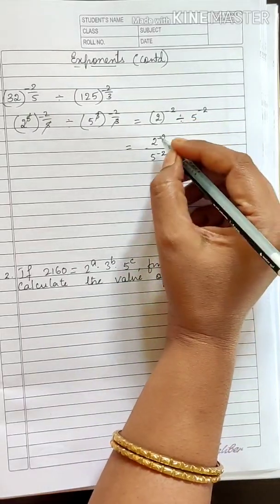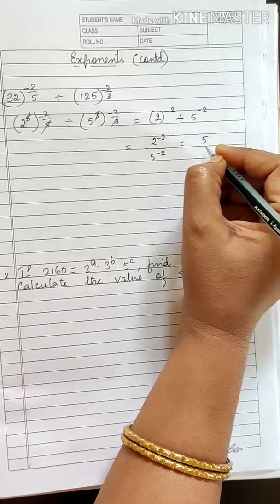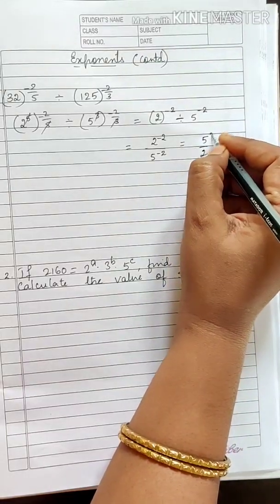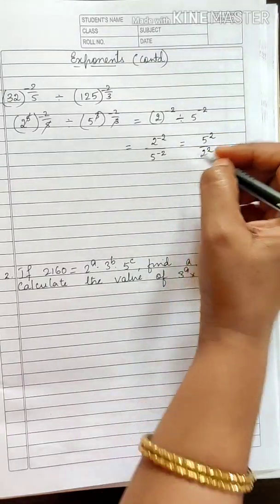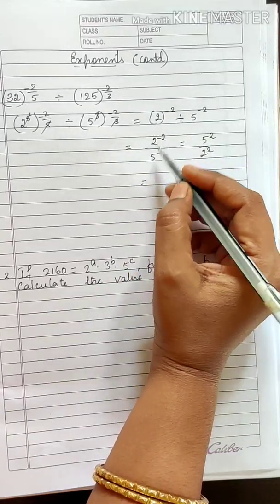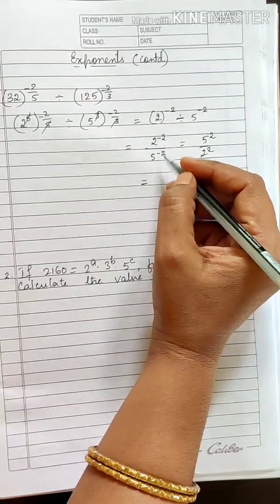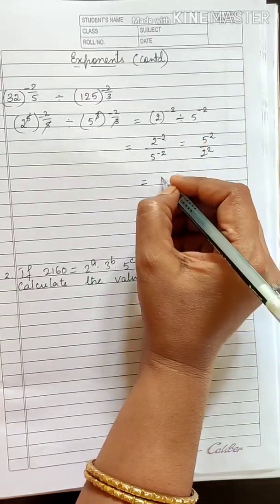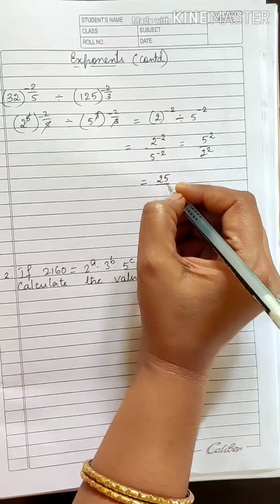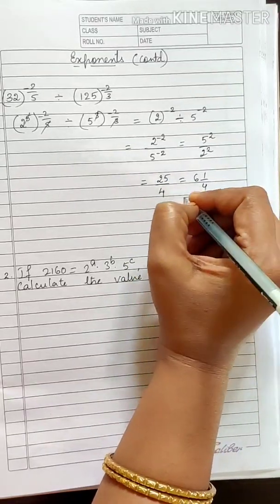Now in order to change the negative power to the positive power, we will take the reciprocal. So it will become 5 square by 2 square. When you change the fraction into the reciprocal, the negative power changes to positive power. So this becomes 25 by 4 or 6 1 by 4.